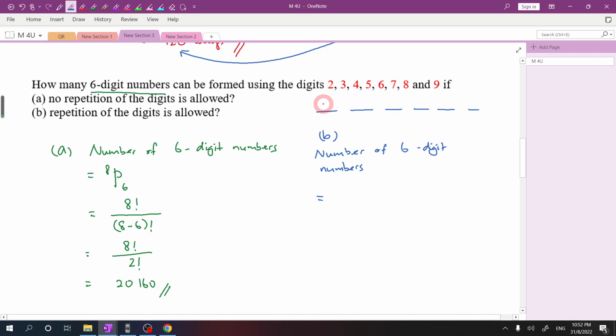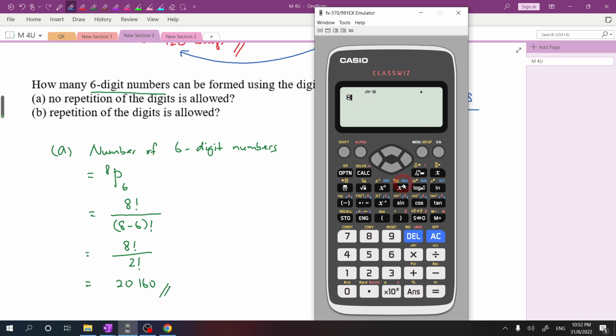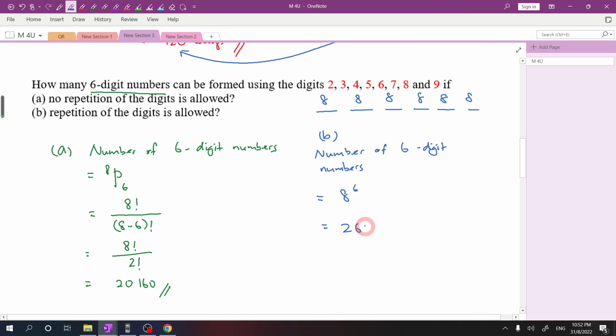First column of empty space. How many choices do we have here? 8, since it can be repeated, right? So here we also have 8 choices. Do the same thing for the rest. Every empty space we have 8 choices. So it will be 8 power 6. Press your calculator, it will be very large. 262144. Okay, so this is the answer for part B.